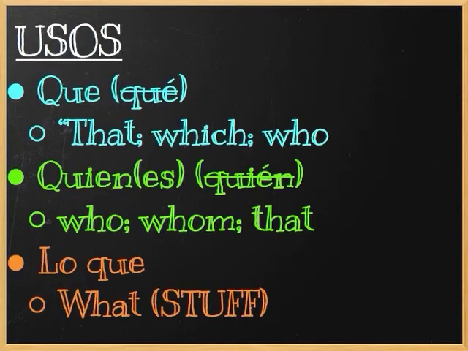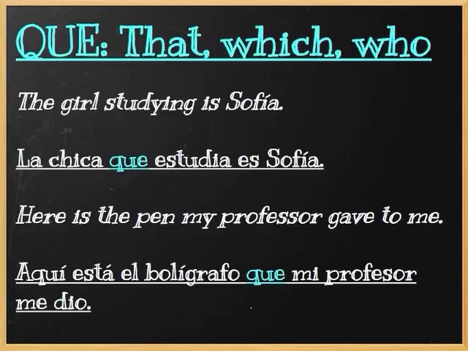Okay? We went over the three options here. Que, quien es, quien, right? And lo que. Que, that. Okay? Notice here that we can use que with people, right? So the girl studying is Sofía, la chica que estudia, right? It's like that in Spanish.